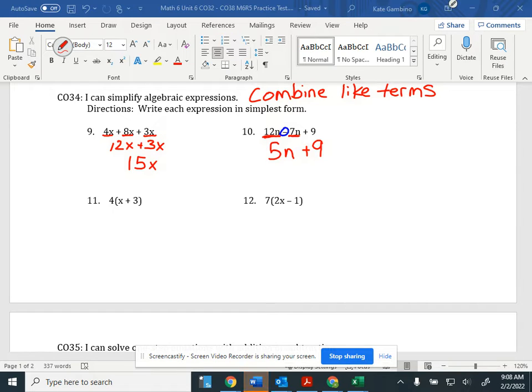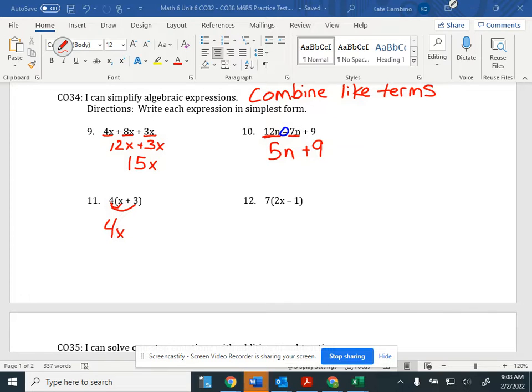All right. 11 and 12. Ooh. Almost everybody forgot how to do that. So on the answer key, I did this. What does that mean? Zoe? You have to multiply that 4 into both of them. We want to get rid of the parentheses, and we want to multiply that 4 through it. So 4 times x becomes 4x.